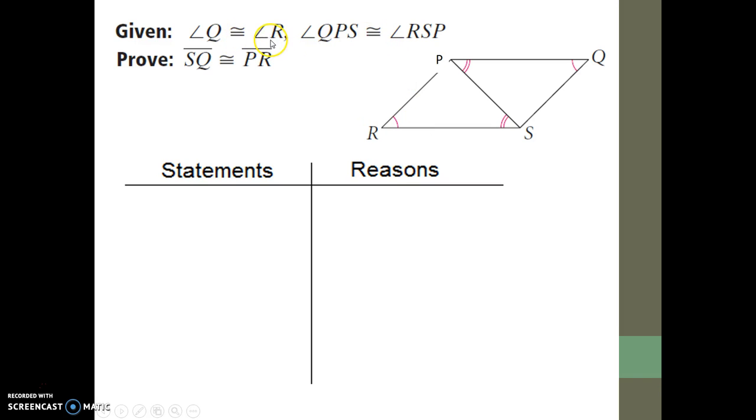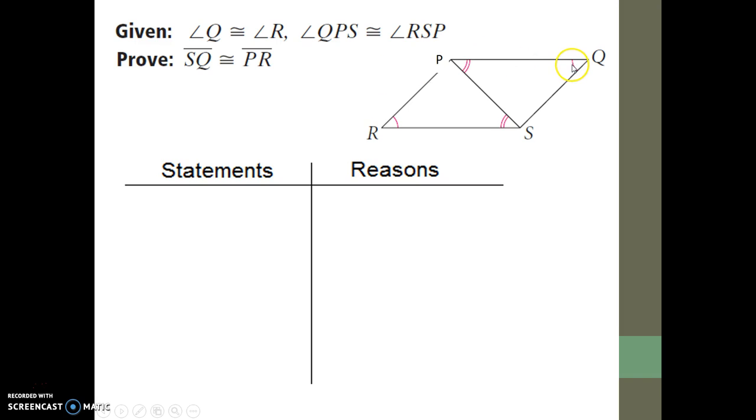So we have angle Q congruent with angle R. Okay, so one set of angles. And then angle QPS right here with angle RSP, this angle. And we're trying to prove, it's not two triangles congruent like we were used to. Here we're trying to prove two sides congruent. So a little hint, we might be using CPCTC. I like repeating that, CPCTC.